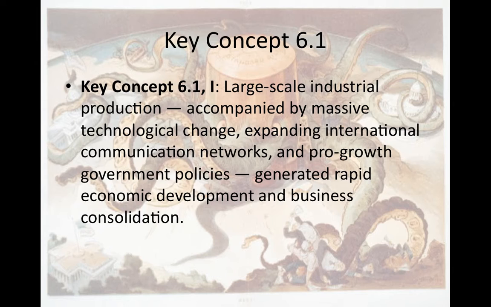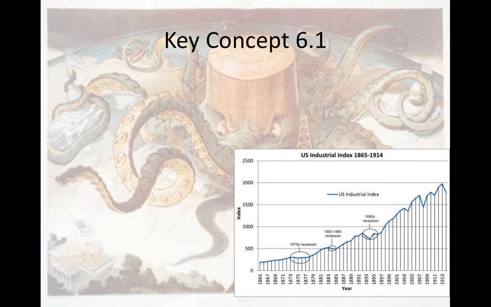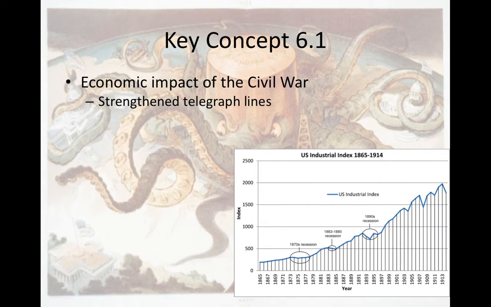Key concept 6.1, Roman numeral 1, large-scale industrial production accompanied by massive technological change, expanding international communication networks, and pro-growth government policies generated rapid economic development and business consolidation. So let's start with the pro-growth government policies. We're going to talk about the economic impact of the Civil War. Just want to reiterate that wars generally make governments stronger, and the Civil War was no different.